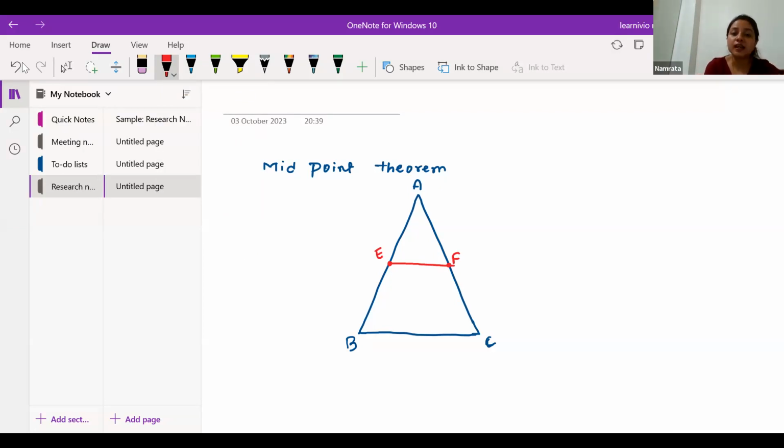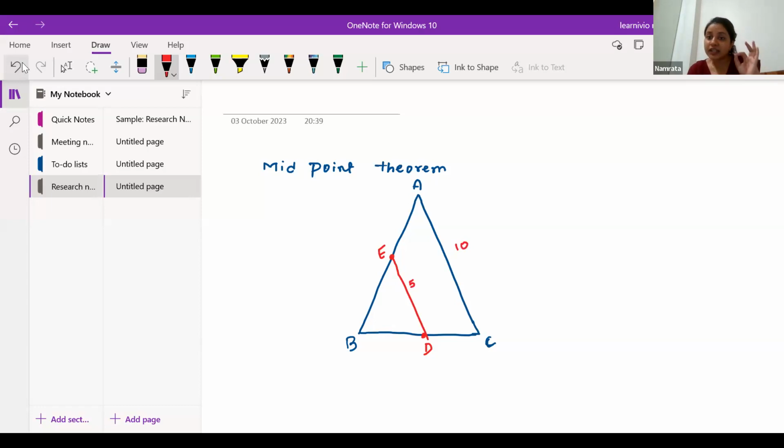You can take any two sides' midpoints. So suppose you don't want to take these two sides' midpoints. You want to take the midpoint of side AB, that is E, and the midpoint of side BC, that is D. Then DE must be parallel to the third side in which you have not taken the midpoint. So DE must be parallel to AC, and the length of DE will be equal to half of the length of AC. So if AC is 10 centimeter, directly I can say DE will be 5 centimeter.